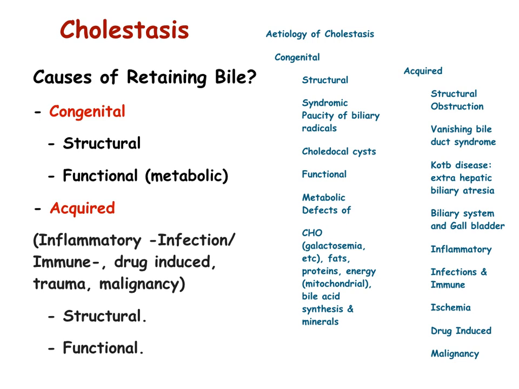like lymph nodes, or malignancy like cancer head of pancreas. What are the causes of retaining bile? Children can get a structural defect or a functional metabolic defect. It can be acquired, like inflammatory, infection, immune diseases. It can be drug-induced, trauma, or malignancy. And this acquired condition, irrespective of the etiology, would result in a structural or a functional defect.